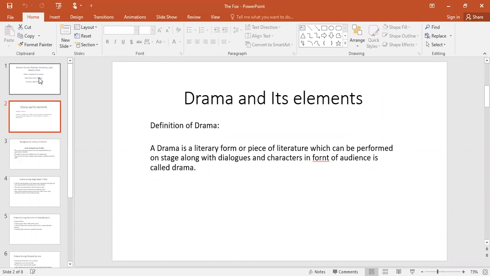The definition of drama: a drama is a literary form or piece of literature which can be performed on a stage, along with dialogues and characters, in front of an audience. In this definition, you need to focus on a few important terms. It is a literary form or a piece of literature because it belongs to literature. And more importantly, this literary form can be performed. That means it can be written as well, but it can be performed on a stage.